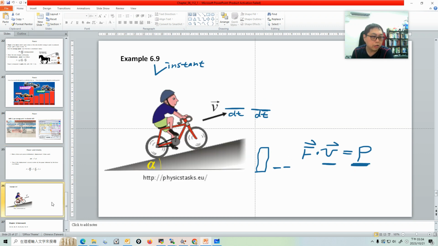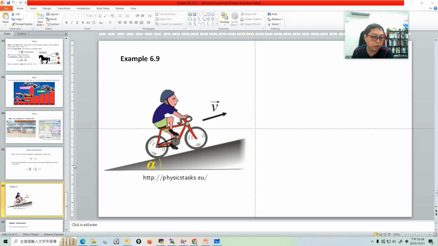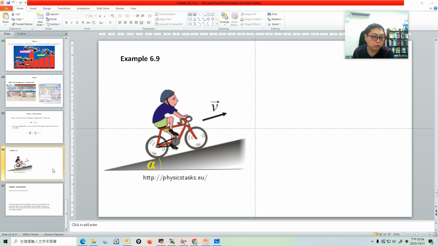Next is an example of a power calculation, and I will show it in the next video, and then we will finish this chapter.